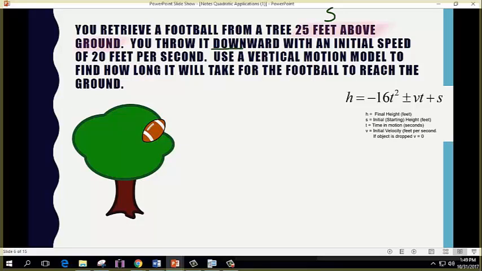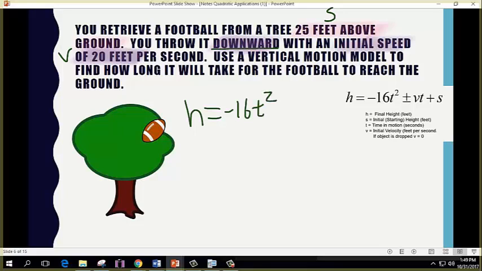You throw it downward. Downward is important. Downward means that your plus or minus is actually going to be a minus, and a downward initial velocity at 20 feet per second. That's actually going to be your v here. And we use a vertical motion model to find what's what. So all I'm going to do is say h equals, and it will always be h equals, -16 t squared.